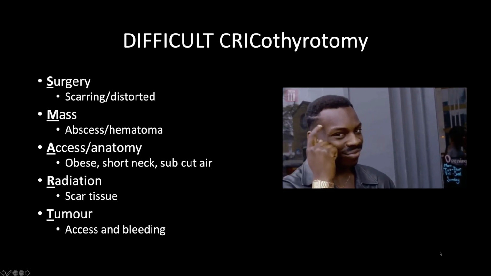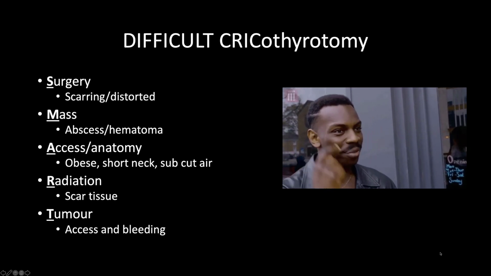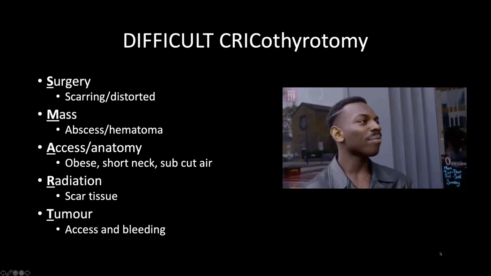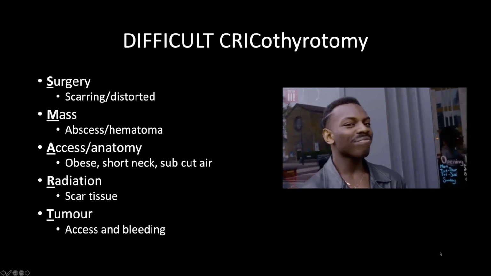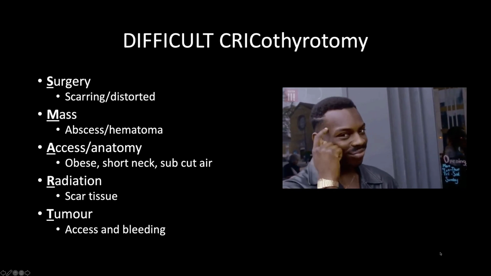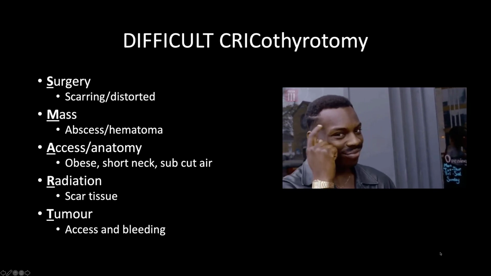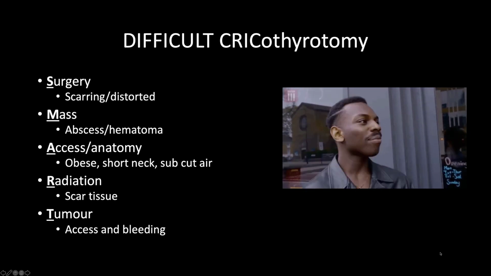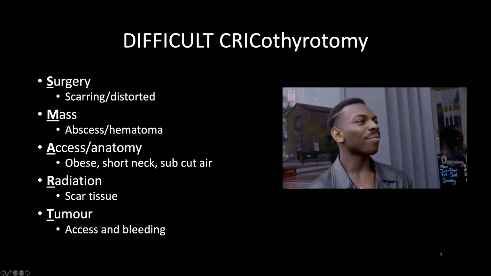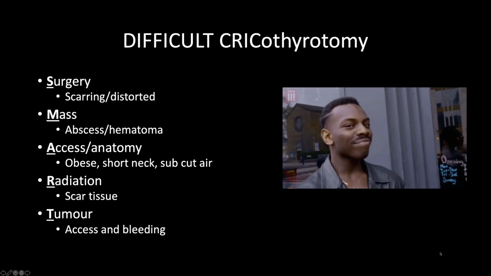A is axis or anatomy. Is the patient obese? Do they have a short neck? Do they have significant subcutaneous emphysema, which will impair your ability to perform a cricothyrotomy? R stands for radiation. Is there significant scar tissue, which will make dissecting the tissue planes difficult? And T stands for tumor. Will this impair your access to the larynx, or will this provide significant bleeding, which impairs your ability to perform this procedure?